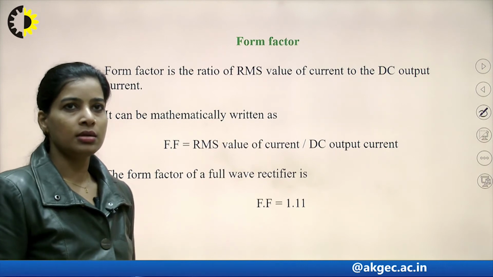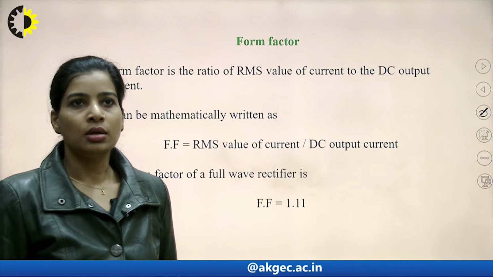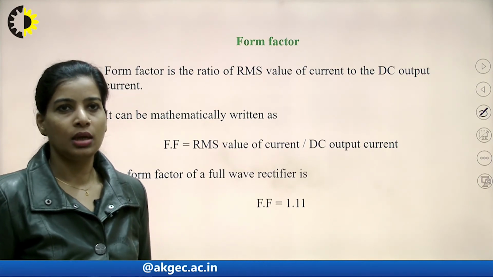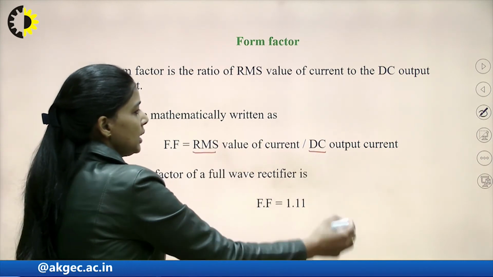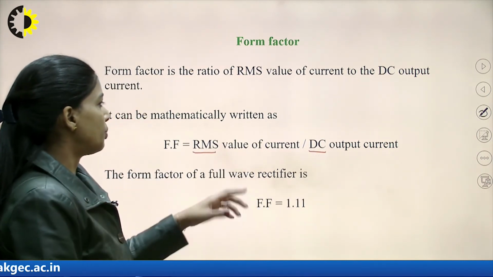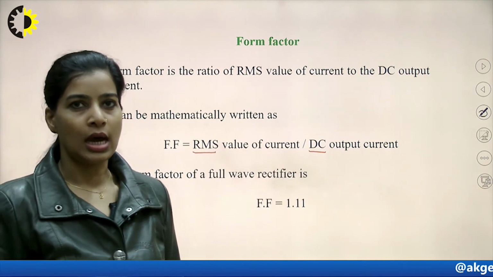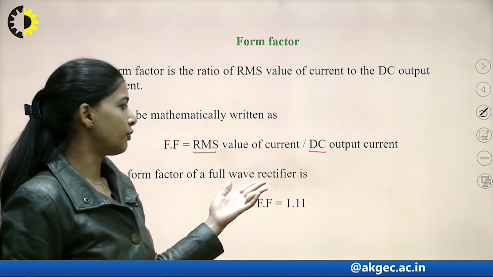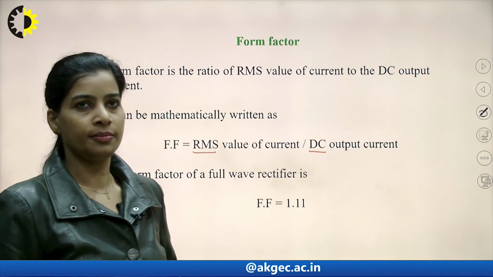Form factor is the ratio of RMS value to the DC output current. So it can be mathematically written as the ratio of RMS value of current to the DC output current. So putting the values that we have calculated for RMS current and DC current, we get the form factor of the full wave rectifier as 1.11.